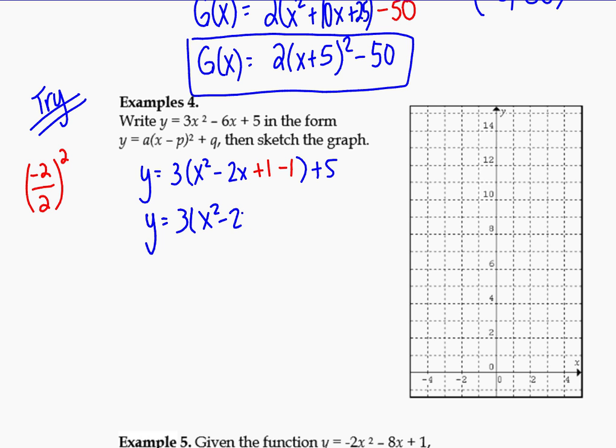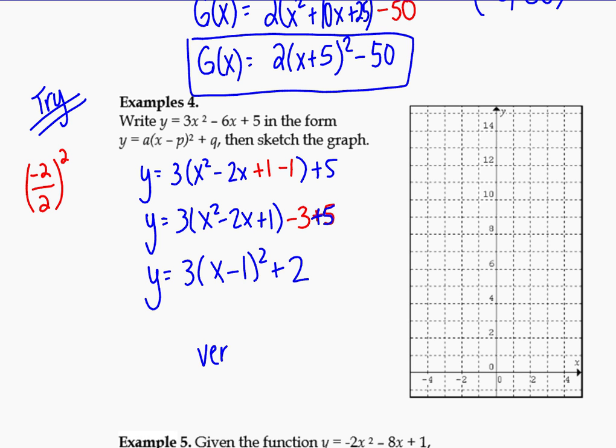Bringing the minus 1 outside the brackets, 3 times negative 1 gives you negative 3. Plus 5. So factored form, we get x minus 1 squared plus 2. So our vertex will be at 1, 2. So 1 and 2 is right there. That means that's also my axis of symmetry. In standard form, our C value is our y-intercept. So we have a y-intercept of 5.